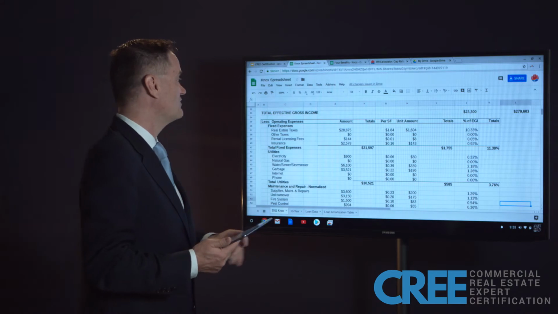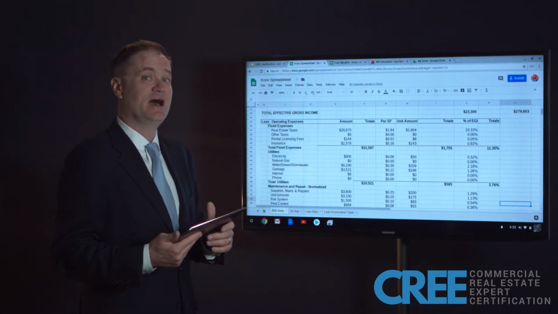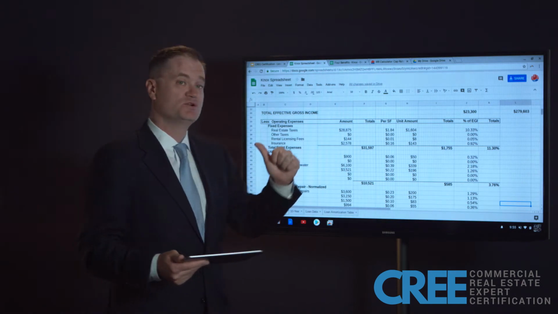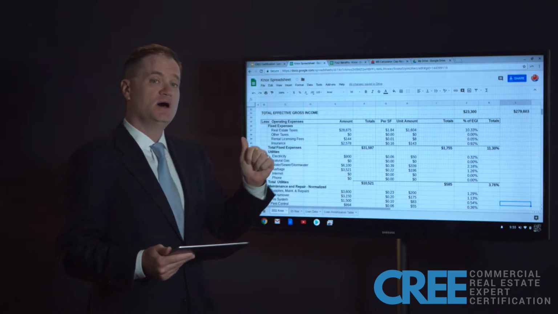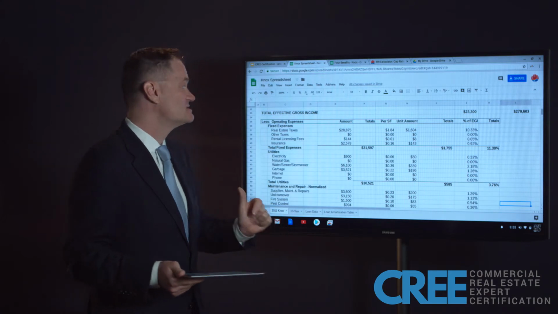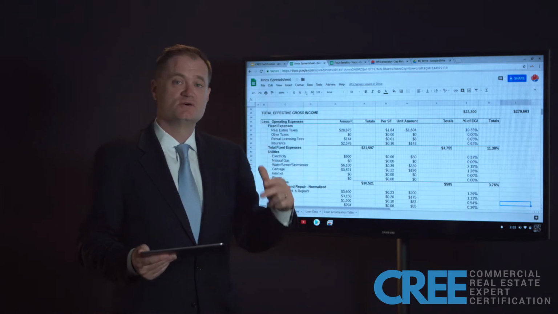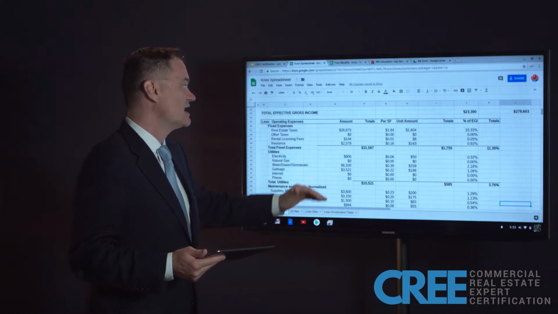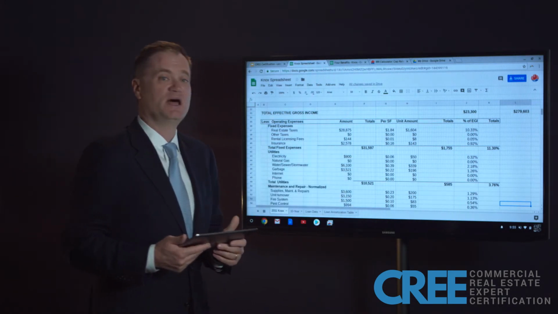And so I have these broken out in a way that I like them broken out, and I looked at fixed expenses, which are your real estate taxes. In our market, we have rental licensing fees and insurance. Those are just must-haves. We have utilities, and in this case, we've normalized the utilities.